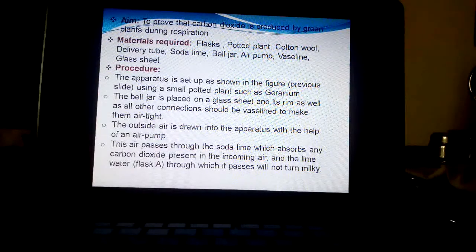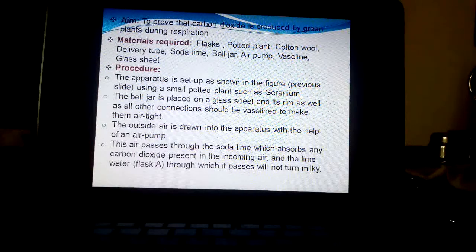Using a small potted plant such as geranium. Geranium means nothing but our plants in our garden will have, the crotons we call, such plants. The bell jar is placed on a glass sheet and its rim, as well as all other connections, should be Vaselined to make them airtight. Bell jar means it will not have a base, isn't it?